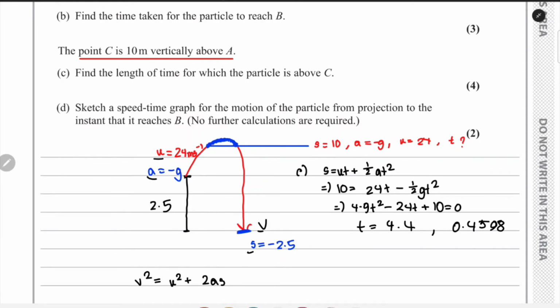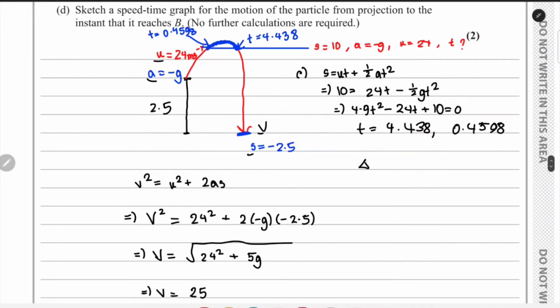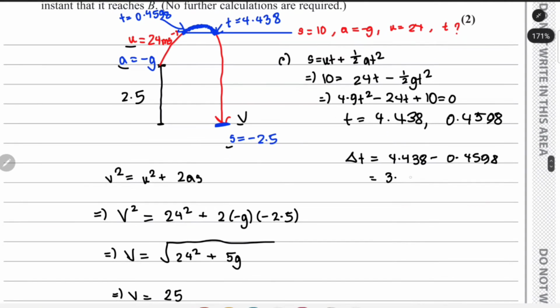I'll take one more significant figure in this one, so 4.438. So at this point the time is 4.438, and at this point the time is 0.4598. So the time in between will be 4.438 minus 0.4598. So 3.998 seconds.